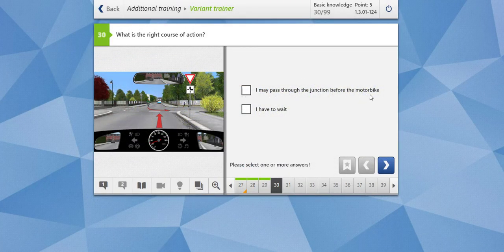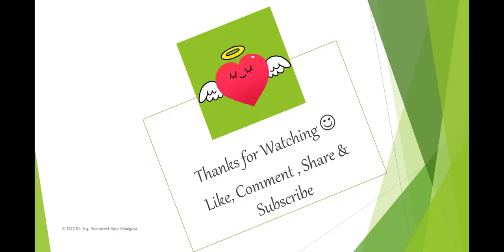I may pass through the junction before the motorbike? No, because you have to give way and moreover you are on the subordinate road and the motorbike is on the priority road. I have to wait? Yes, this option is correct. Let's look at the answer. Our answer is correct.